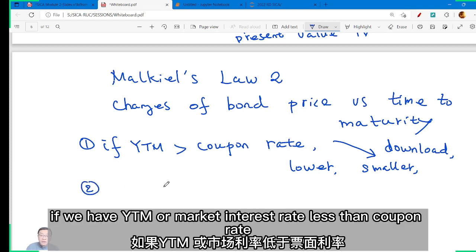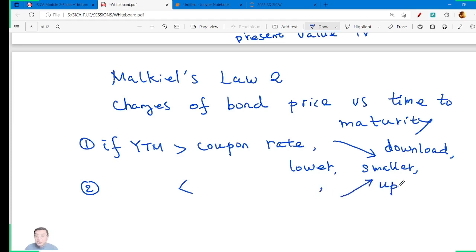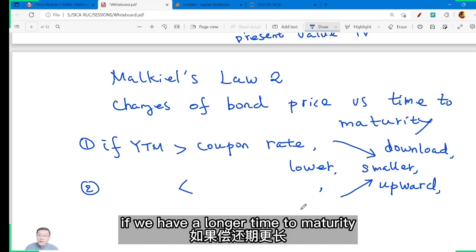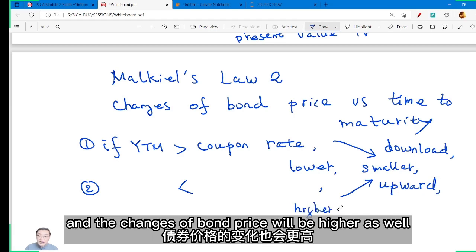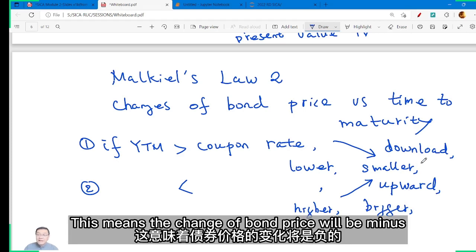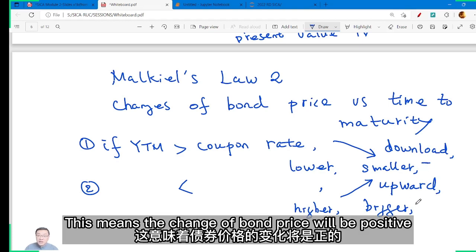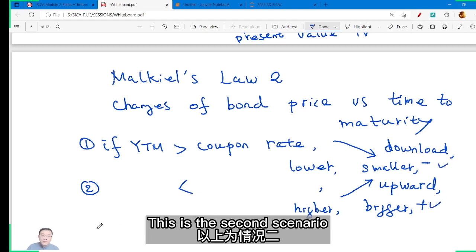The second scenario, if we have YTM or market interest rate less than coupon rate, it will be an upward trend. If we have a longer time to maturity, the bond price will get higher, and the changes of bond price will be higher as well. This means the change of bond price will be minus. This means the changes of bond price will be positive. This is negative, positive. This is the second scenario.